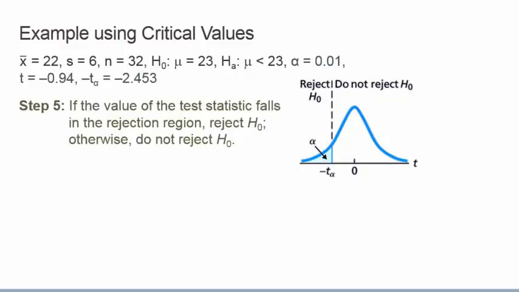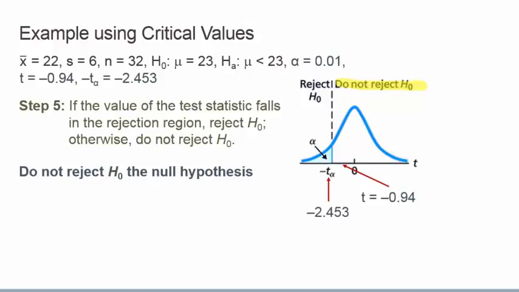Step 5. If the value of the test statistic falls in the rejection region, reject H sub 0. Otherwise, do not reject H sub 0. So I want to label on my sketch negative 2.453 is our critical value, and negative 0.94 is our test statistic. Since our test statistic falls to the right of the critical value, it is in the do not reject H sub 0 region. Do not reject H sub 0, the null hypothesis.